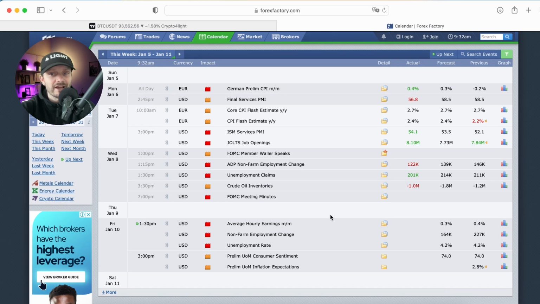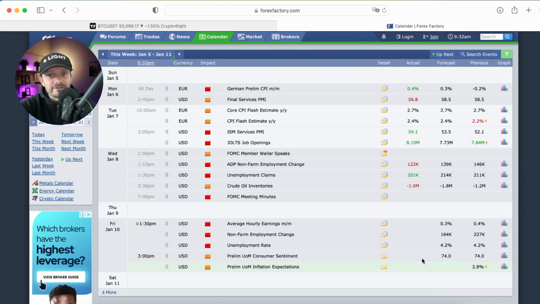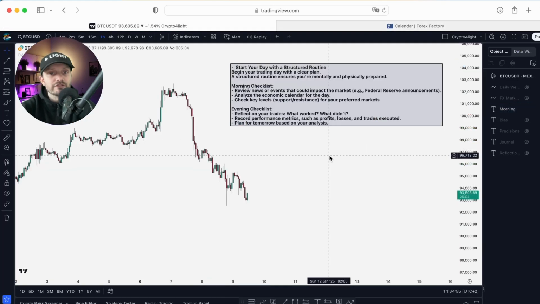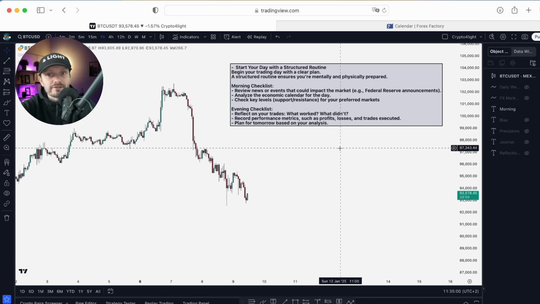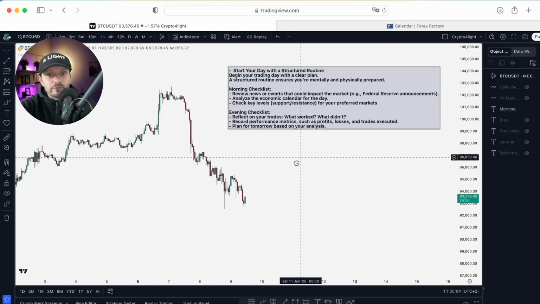And also you can just add alerts and wait for that news. Honestly, if you're not sure what and how that news can affect the market, it's better not to trade in those minutes and hours. A few hours before and a few hours after. Check the key levels, support and resistance for your preferred market.